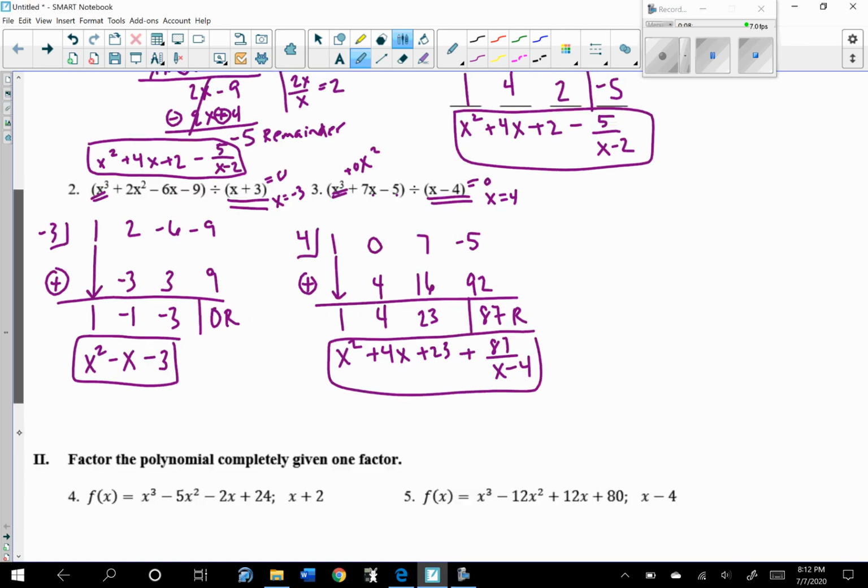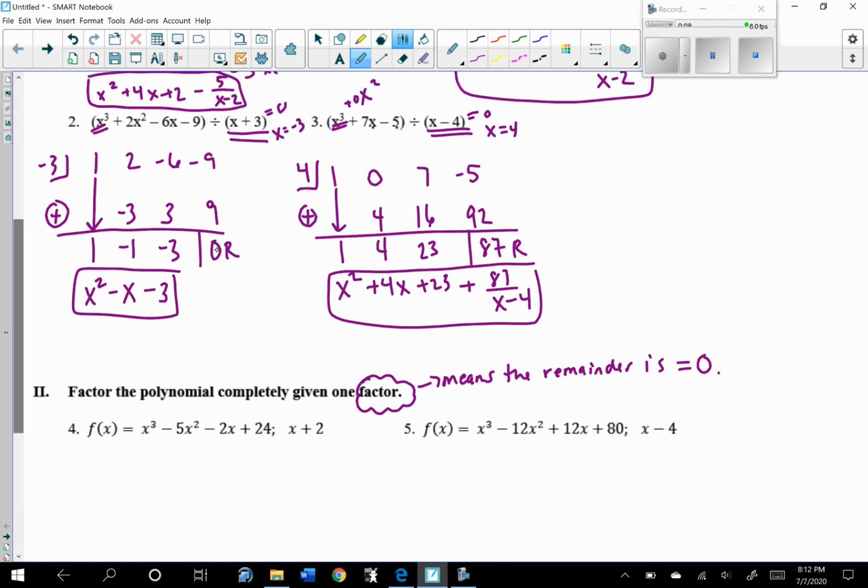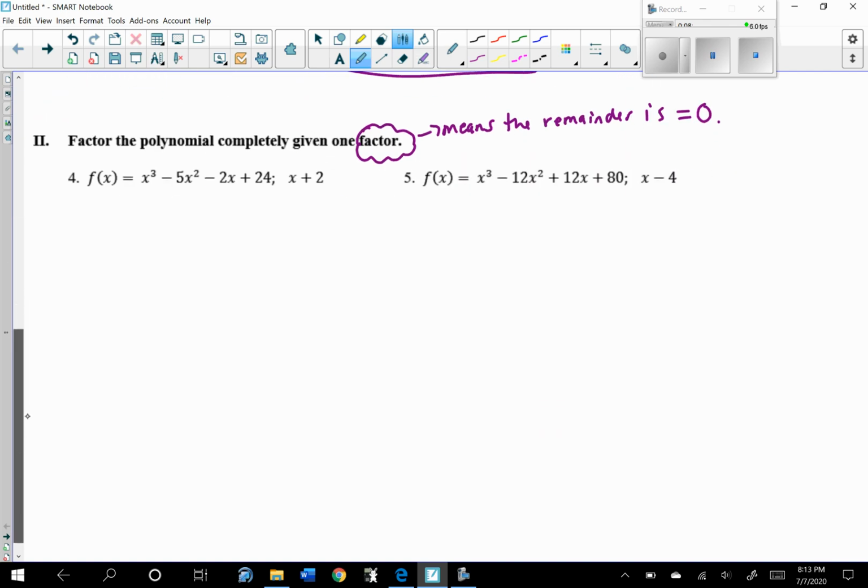All right. The next one says factor the polynomial completely given one factor. So remember, this means the remainder is equal to 0. So that should always happen if it's a factor. So if we want to factor this polynomial, remember we said that when we do synthetic or long division, when we get a remainder of 0, that's factoring the polynomial.